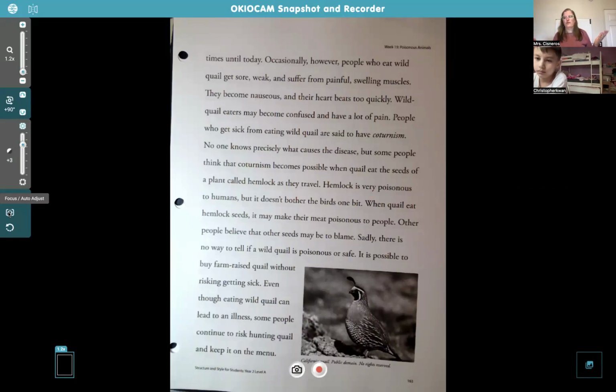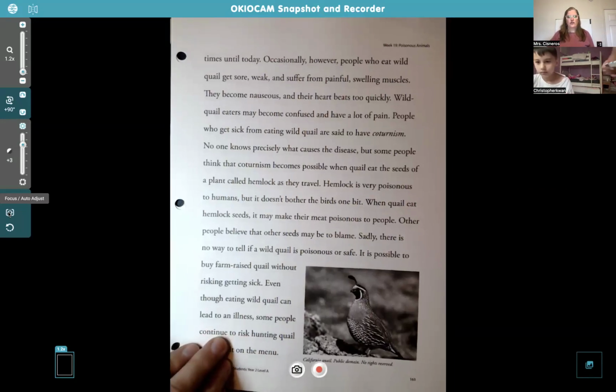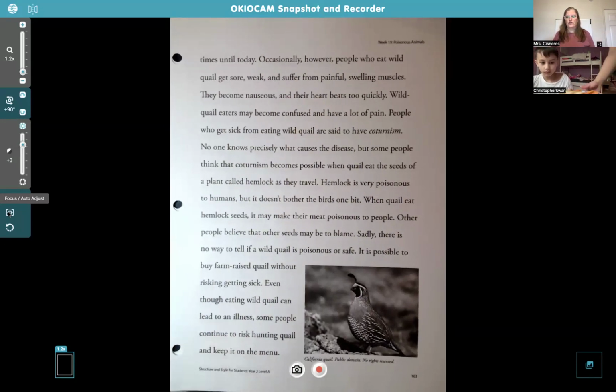Interesting. Have you ever had quail before? I have not had quail before either, so I do know some people that do hunt quail though. But I didn't realize that it's possible to actually get sick from it, so that's interesting. All right, did you write down any keywords yet or underline any key details? You did? Okay.